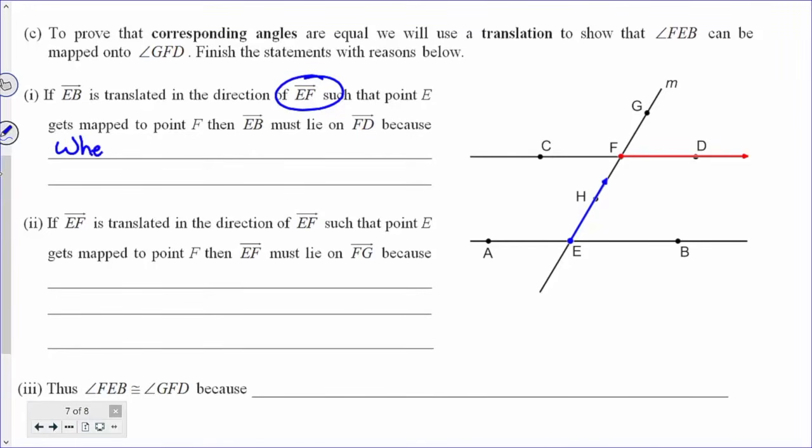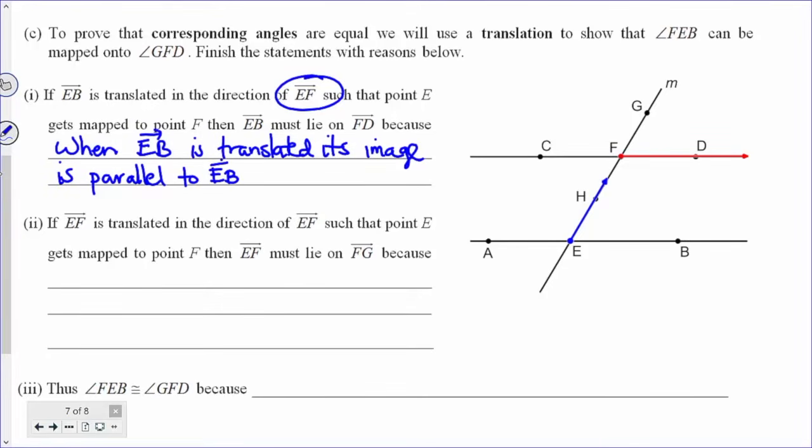Because when EB is translated, its image is parallel to EB and passes through F. I'll even say point F.